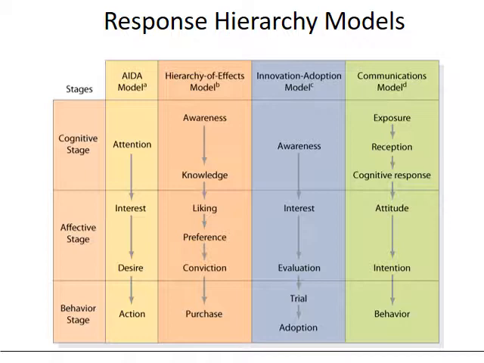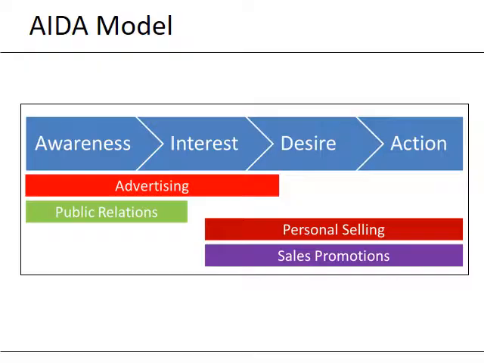Here are four basic response hierarchy models that have been researched and put out there. We're going to focus on just one of them, the AIDA model. In the AIDA model, where we have awareness, interest, desire, and action, advertising and public relations play a big role in getting the process started. It moves us from awareness to interest, but it can't take us the rest of the way. That's where other elements of the promotional mix come in, such as personal selling and sales promotion.